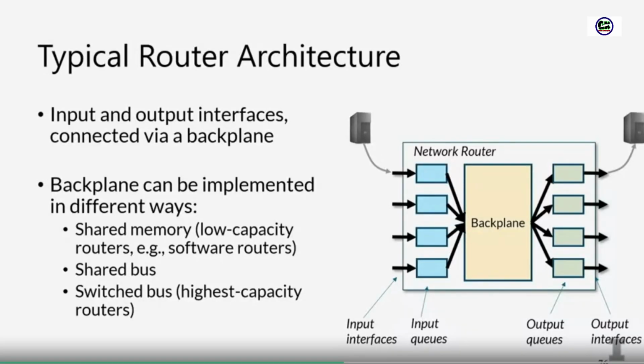So as you go down this list, you get more powerful because you can send larger numbers of packets in parallel. But you also increase cost. If you have a switched bus, you need a lot of nodes inside there to forward packets. You need a bigger processing fabric, and that costs more money. So it's appropriate for higher end routers and high capacity routers.